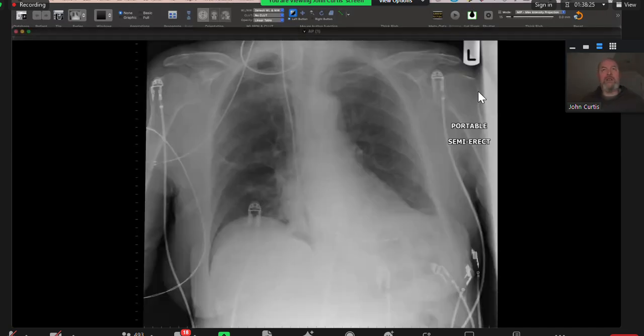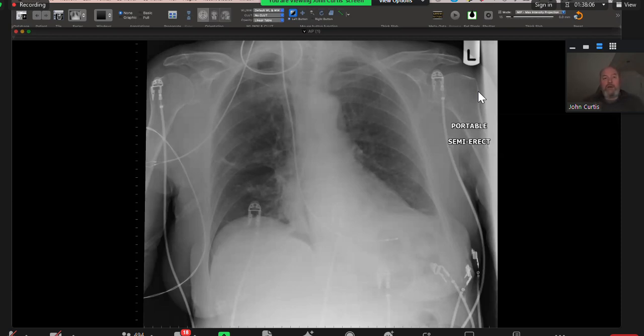This patient comes into hospital with complete heart block, and I want you to report this chest X-ray. How am I doing for time, Bhumika? Sorry, we have about 4 minutes left. 4 minutes left. Okay, that's great.